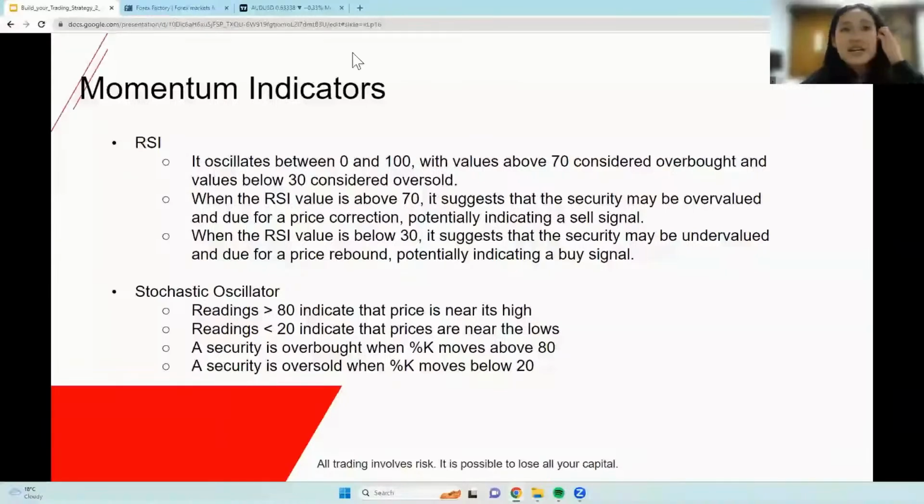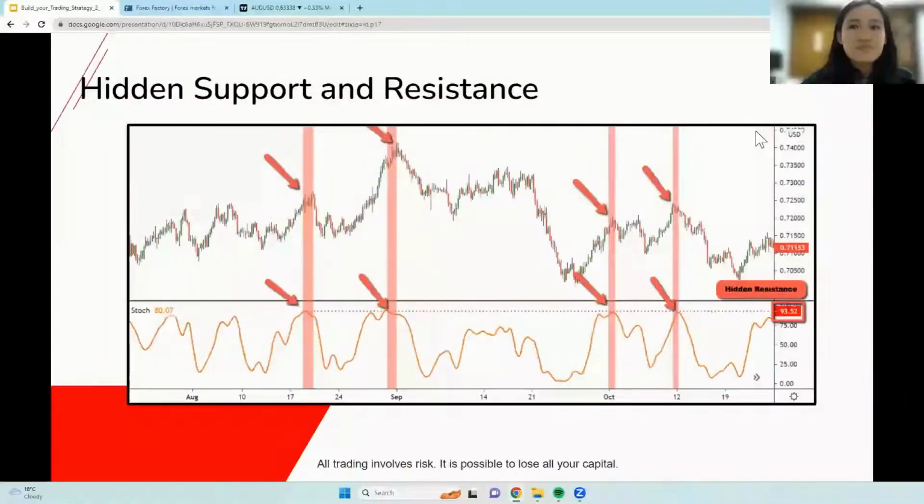Okay, I guess I'll show you guys an example. There's an example in the next slide. So stochastic oscillator readings above 80 indicate that price is near its high. Readings below 20 indicate that prices are near the lows. A security is overbought when the percentage K line moves above 80 and is oversold when the K line moves below 20. So this is an example here.